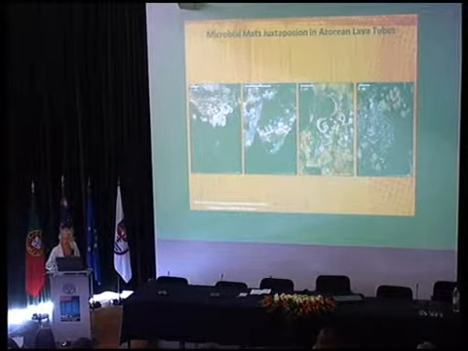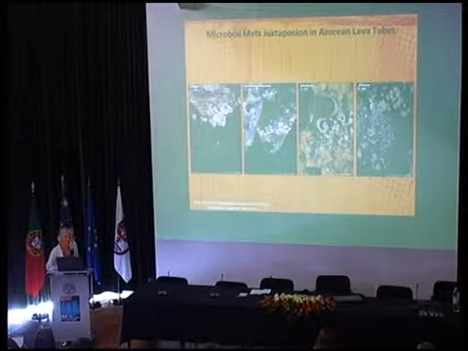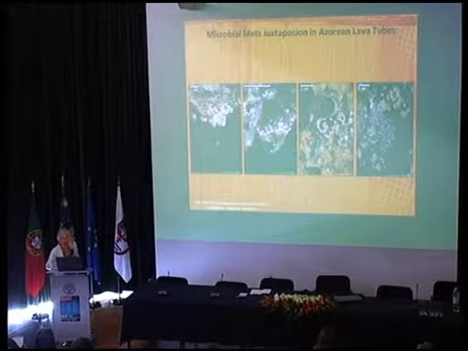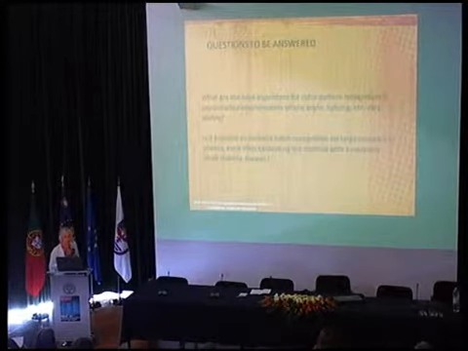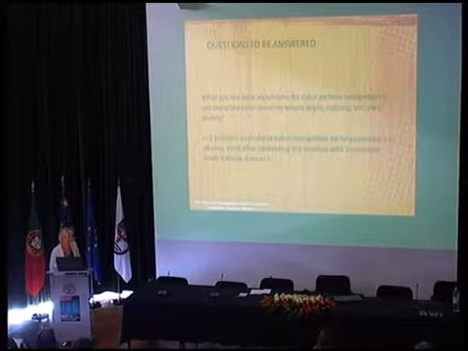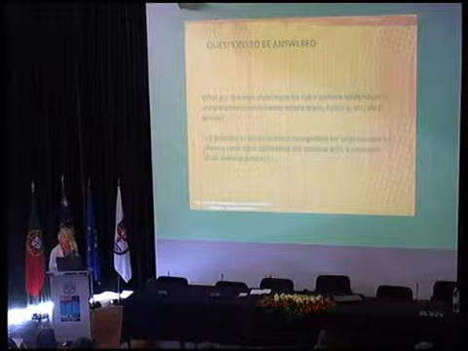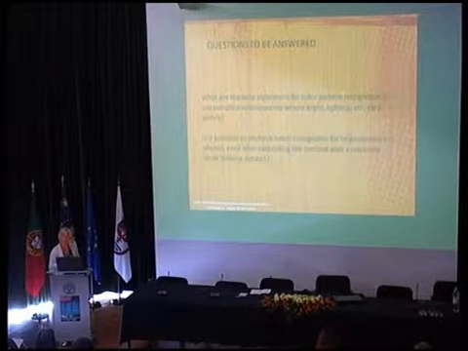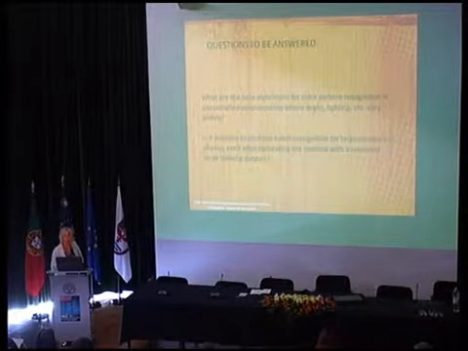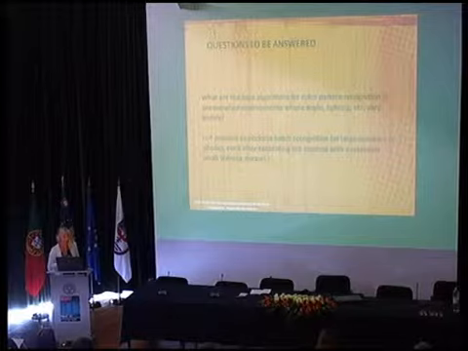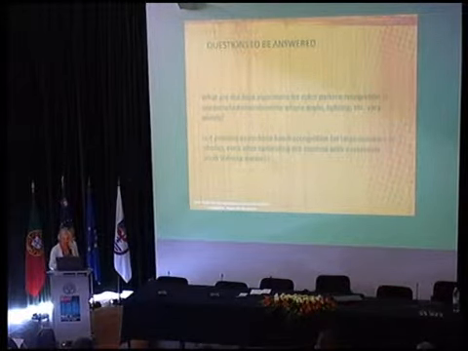So how to account for this when you're trying to measure the extent of surface that is occupied by white or by yellow or by tan? These are the questions I'd like to bring to your attention. What are the best algorithms for color pattern recognition in uncontrolled environments where angle, lighting, and all other conditions vary widely? And is it possible to perform batch recognition for large numbers of photos, even after calibrating the method with a relatively small training data set?